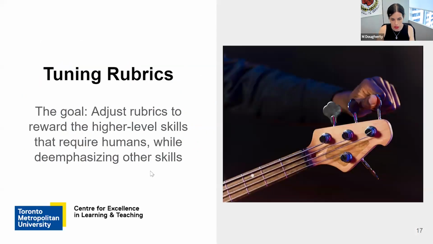Finally, the third prong of the strategy is to do what I call tuning your rubrics. So think about how to adjust your rubrics to reward human skills while de-emphasizing the things that LLMs tend to be good at. The goal here is that if a student uses an LLM in an improper way, or in a way you've authorized, perhaps, they don't necessarily do any better and in fact might perform worse than a student who simply does the work themselves, even if the student who does the work themselves produces what looks like a less polished final product.